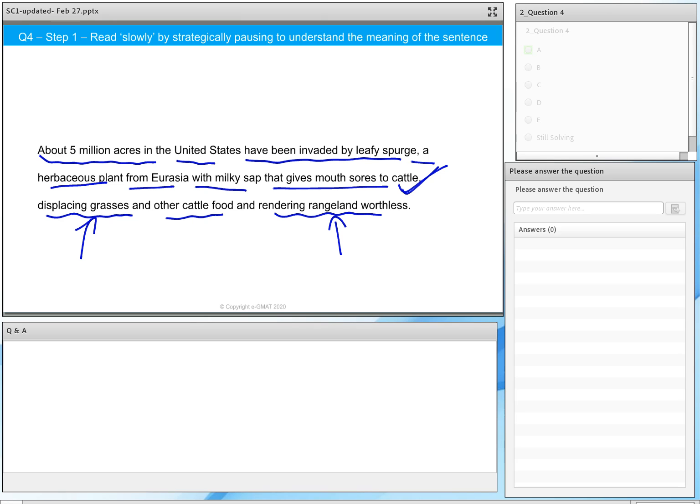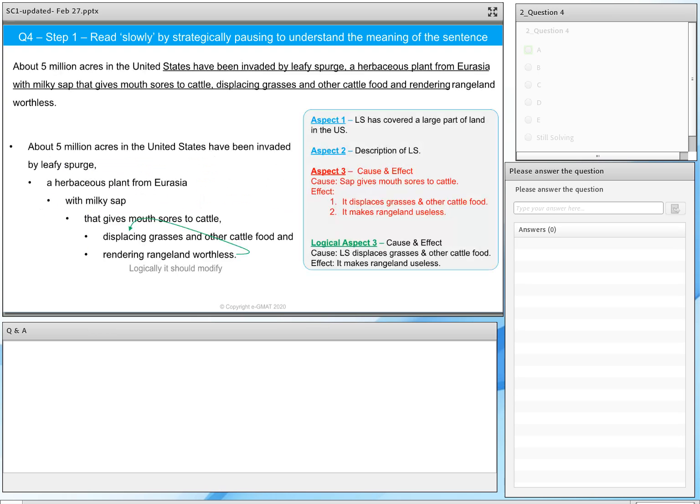Things start to become a little muddled towards this point. I really don't know what displacing and rendering are doing at this part of the sentence. Why? Because I understand that when a comma plus verb-ing modifier is used, it works as an action modifier. So here, displacing is actually modifying 'gives mouth sores to cattle' and presenting the result of the modified action.